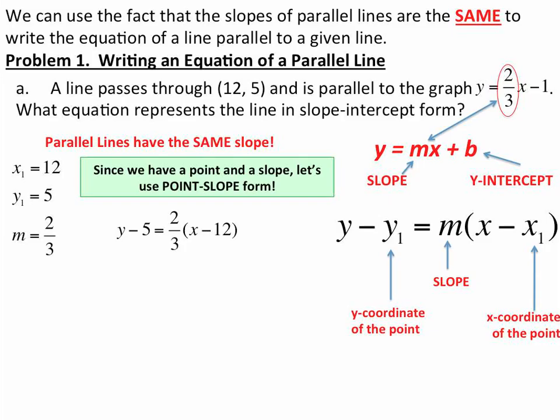If I wanted to put it into slope-intercept form, all that means is I have to get rid of the parentheses. I'm going to distribute the 2/3, which becomes 2/3 x minus 8, because I have 2/3 times x and 2/3 times -12, which is -8. Now I have to get rid of this minus 5, so I'm going to add 5 to both sides, and I'm going to have y equals 2/3 x minus 3. That's in slope-intercept form.